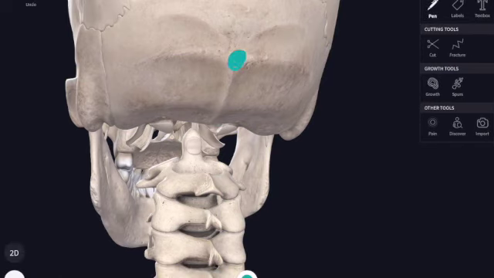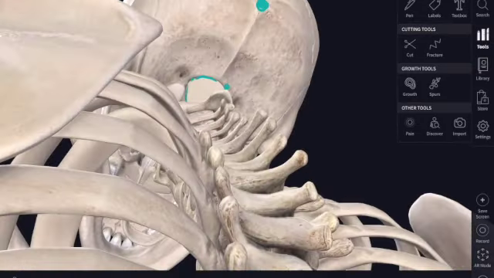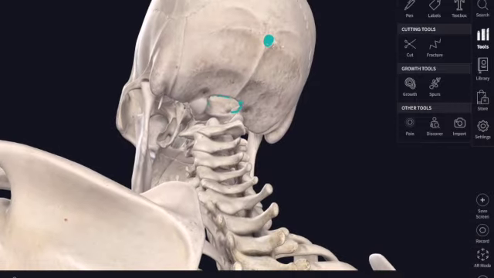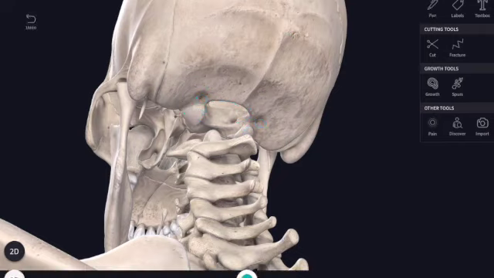The hypoglossal foramina, that would be these structures right here. Those are the hypoglossal foramina. And then the occipital condyles are where that vertebra, the atlas, articulates with the skull. Okay, clear that out.